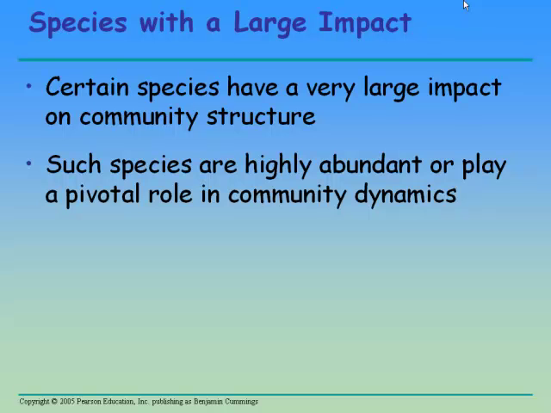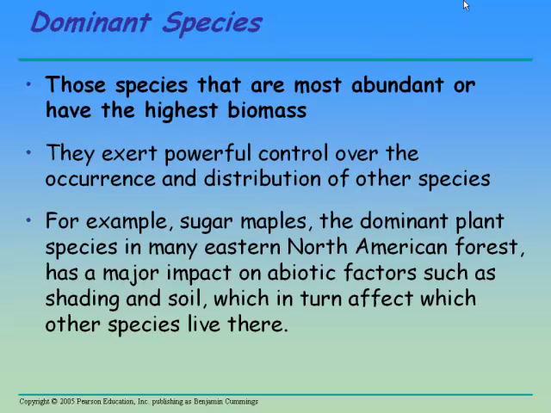Species with a large impact. Certain species have a very large impact on community structure. Such species are highly abundant or play a pivotal role in community dynamics. Dominant species, the ones that have the highest biomass, exert powerful control over the occurrence and distribution of other species. For example, sugar maples are the dominant plant species in many eastern North American forests. They have a major impact on abiotic factors such as shading and soil, since they're deciduous trees, which in turn affect what other species can live in that area, with the shade in the spring, summer, fall, and the type of soil produced from the falling sugar maple leaves.